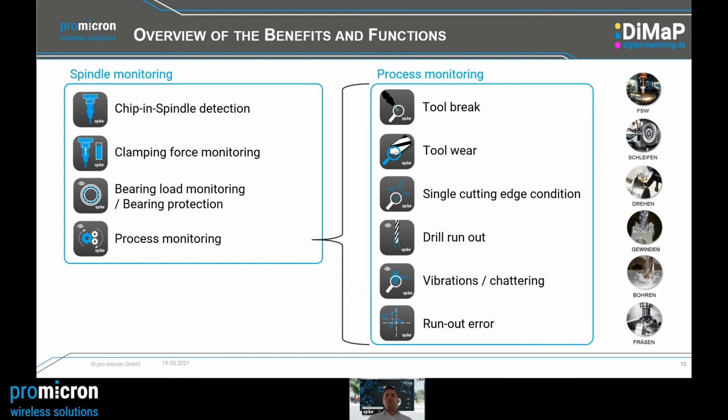There are tool breakage detection systems. There are tool wear detection systems or monitoring systems. Some systems can see the single cutting edge condition, drill run out. There are vibration systems on the market, or systems that want to detect chattering or even run out errors. Let's go into more detail now into the spindle monitoring functions.